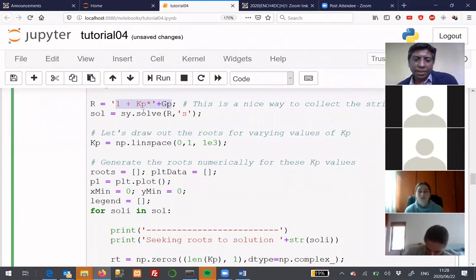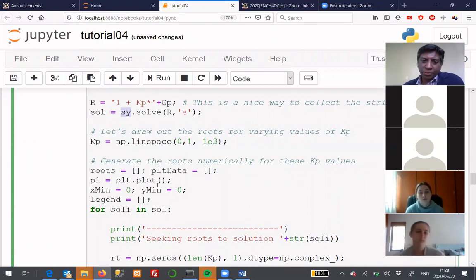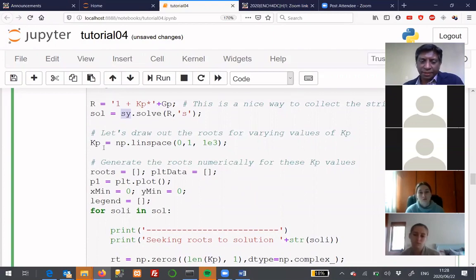And what I'm doing here is using the symbolic solver. Of course, normally we would go and solve this by hand, so to say, but there is a nice symbolic solver, and that can find the roots of the equation for us. And then we can generate all the solutions that we'll get for different values of Kp. So this is how we can investigate different values for Kp.